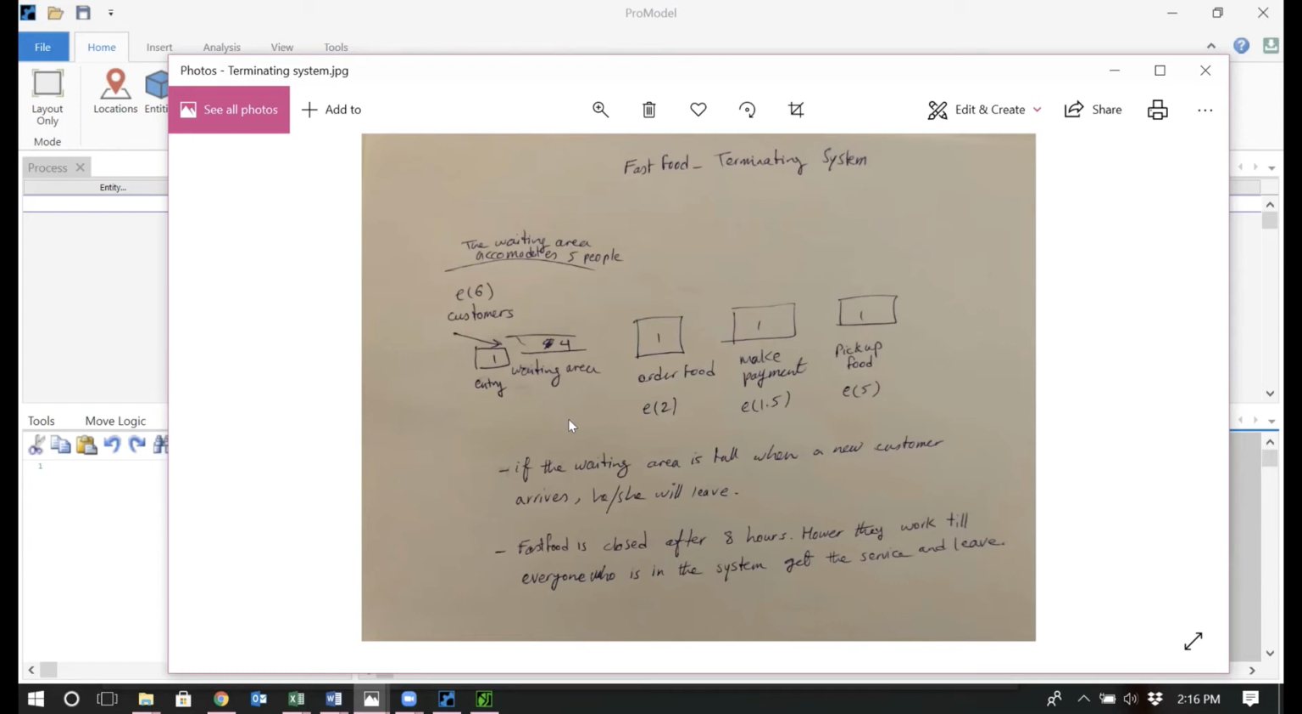Okay. So I want you guys to please create a new model in the folder for week 7. We're going to name that model fast food terminating system, and create these five locations. All of them have a capacity of infinity except the waiting area, or waiting queue, that has a capacity of 4. We have 1 entity that comes to the system, customer, with an interarrival time of 6 minutes, exponentially distributed. We do the processes together. So please create the entities, create the locations, create the entity, create the arrival. We do the processes together to take care of the whole terminating conditions of the system. Okay, so please do that really fast, and then we do the processes together.